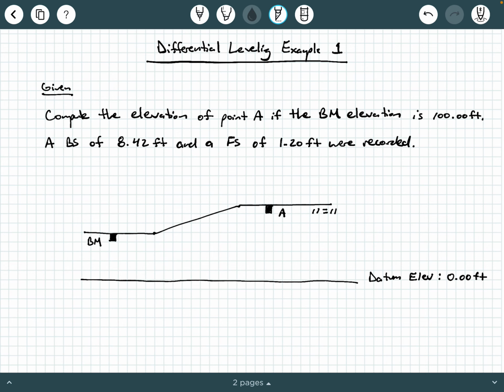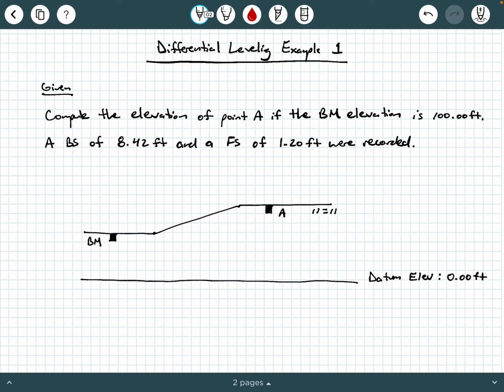So a couple of vocabulary words that we need to remind ourselves of. When we say BM elevation, that means benchmark elevation, and this is the elevation of a known point in our process on our site. And we're being told that we know that its elevation is 100 feet. So let's go ahead and do a little sketch of our given information. If you notice, here is the benchmark, and here is my datum, which has an elevation of 0 feet. So all this is given.